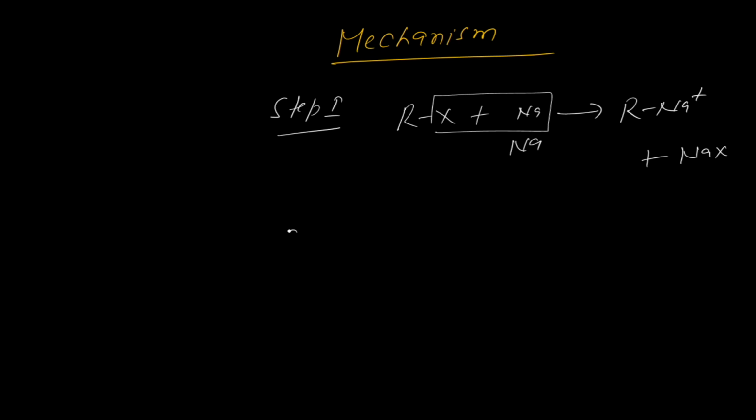Now in step 2, and this is basically an organometallic compound. What is an organometallic compound? If the alkyl group is combined with a metal, then it forms an organometallic compound. So in the first step it forms an organometallic compound, and this is the alkyl sodium. What do you say this? This is your alkyl sodium.